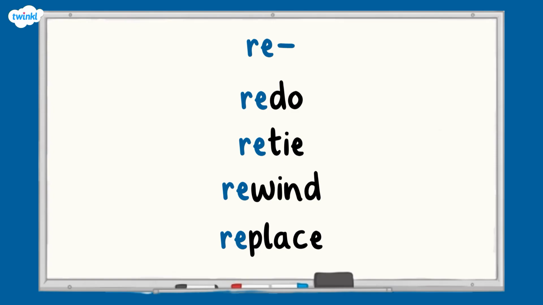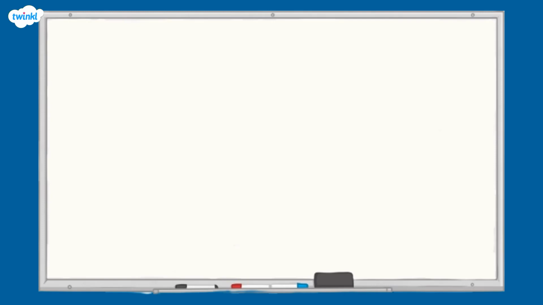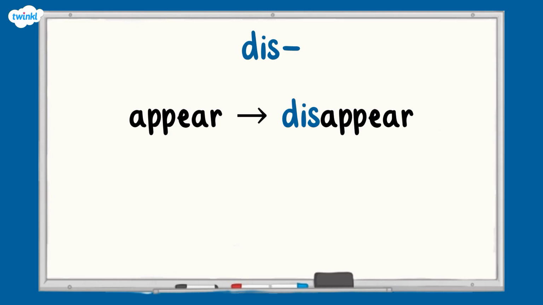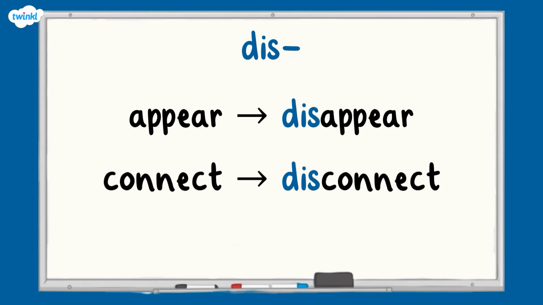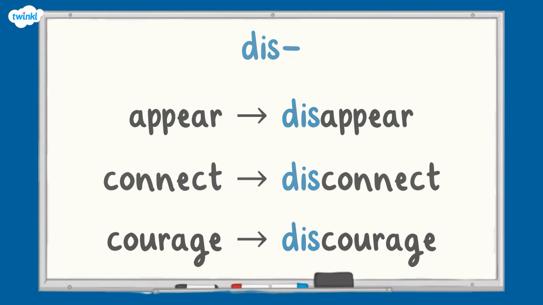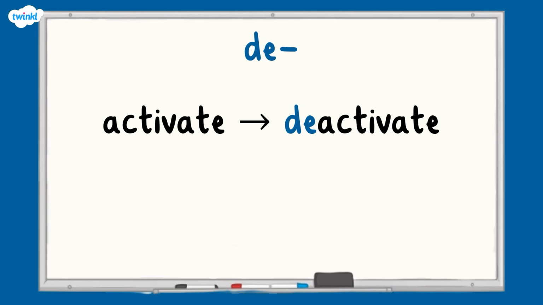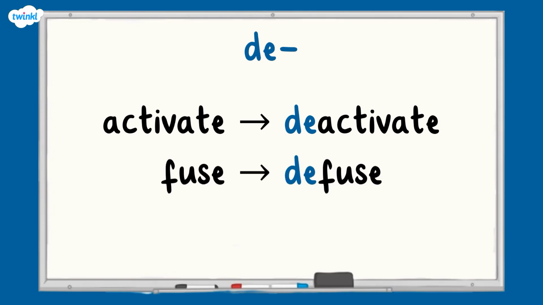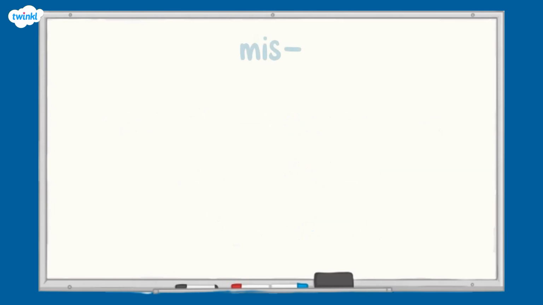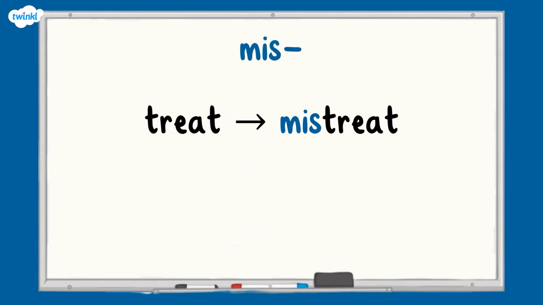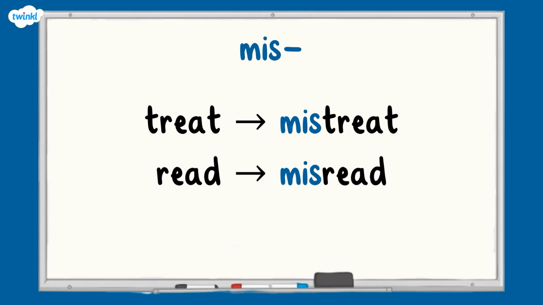Here are some other examples of prefixes that can be used to alter verbs. Dis. The prefix dis means not or the opposite of. Disappear, disconnect, discourage. De. The prefix de means to take away or reduce. Deactivate, defuse, decode. Miss. The prefix miss means wrong or false. Mistreat, misread, misplace.